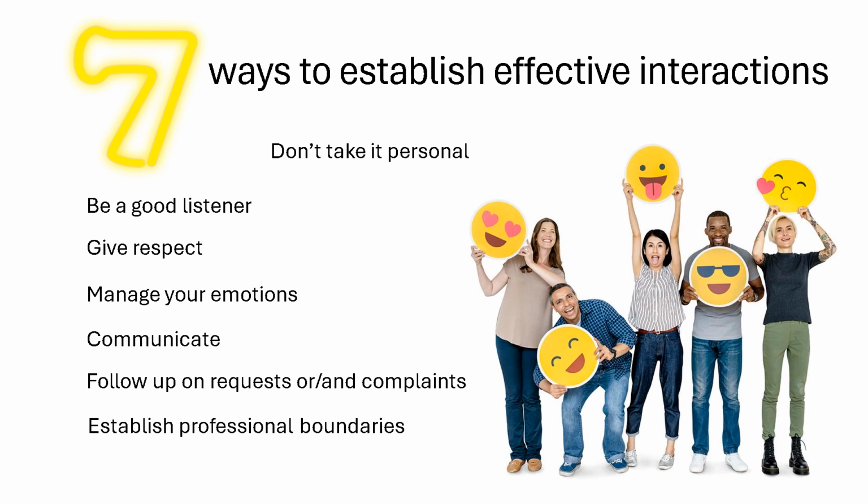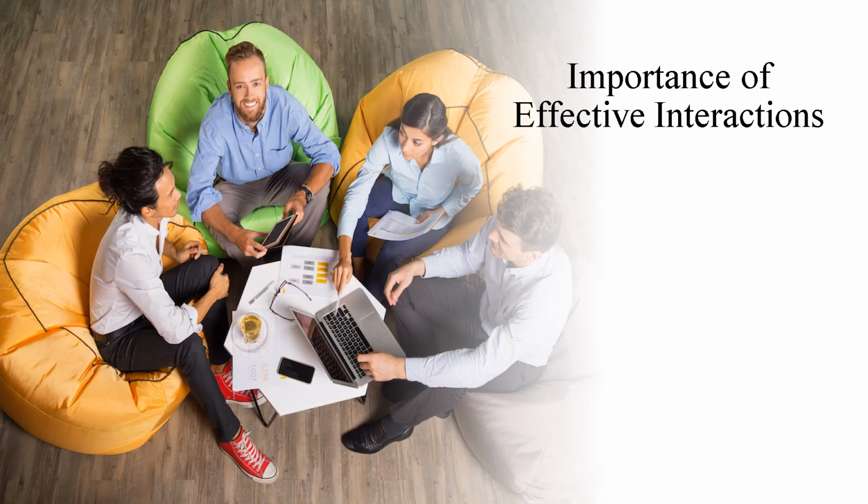You've taken these 7 ways to establish effective interaction, and you're not taking it personal. You've established professional boundaries, you followed up on requests, you communicate, you manage your emotions, you don't have attitude. I've listed 7 ways, but you can always add to this list and make it your own, so that you can make sure that you're effective in your interaction with others.